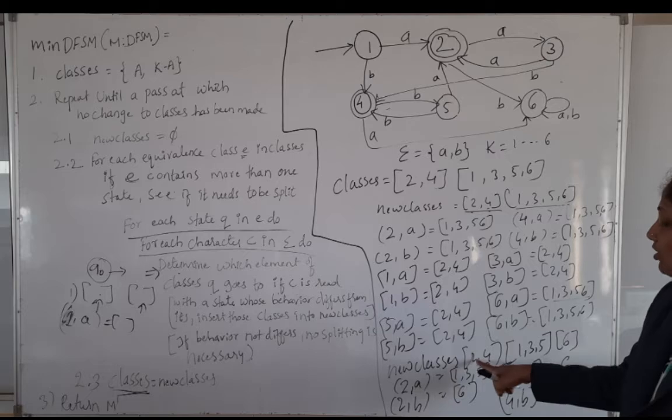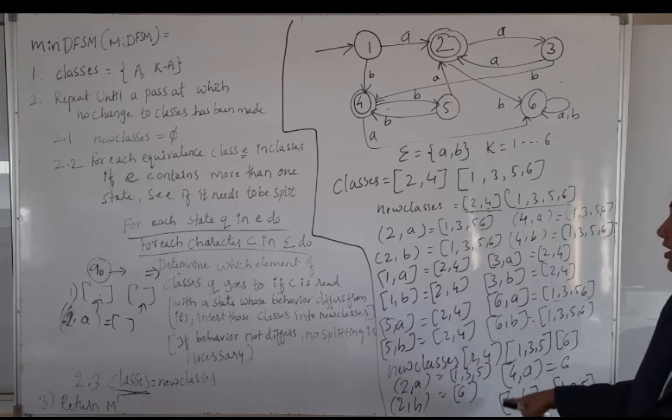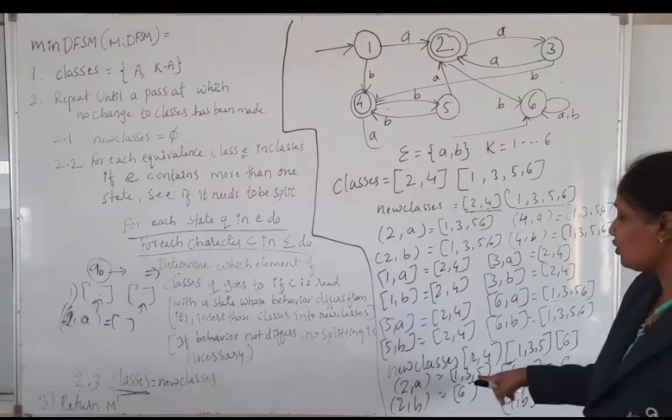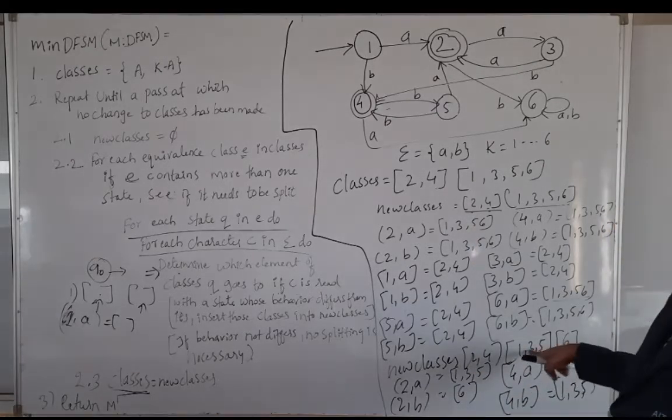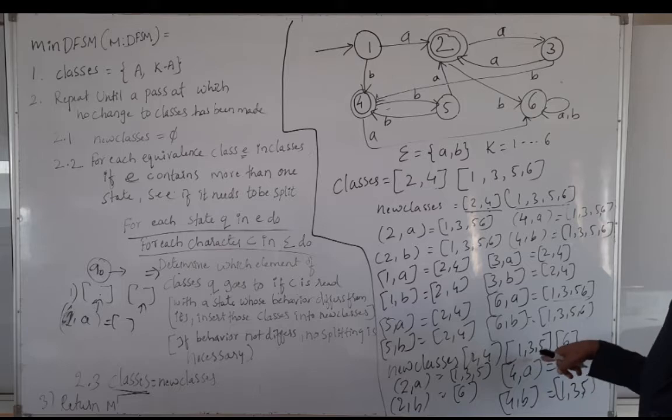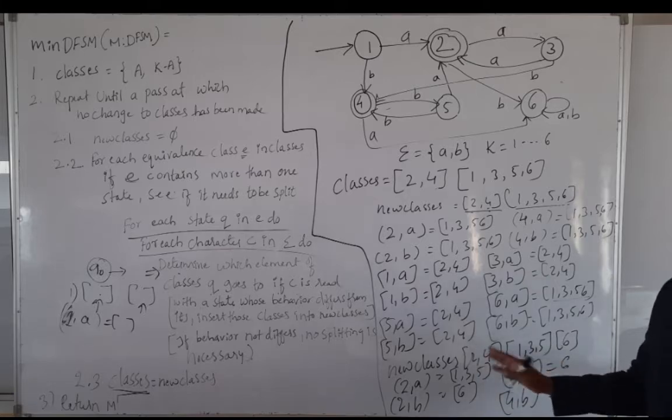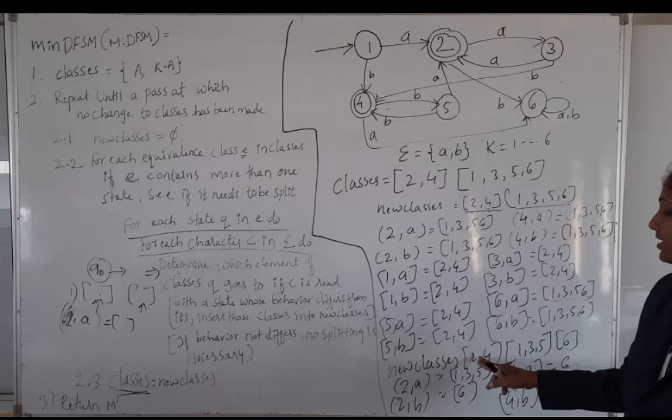So you are going to divide what? 2 and 4 here, because after accepting the A and B from these two states, you are reaching two different states. If you are reaching the same state, then it is called indistinguishable. But here you are reaching two different states, so these are distinguishable. Distinguishable is nothing but you can split this. So now after this I can split 2 and 4. So 2 will be in one group, 4 will be in another group.